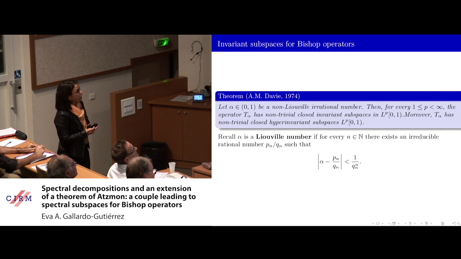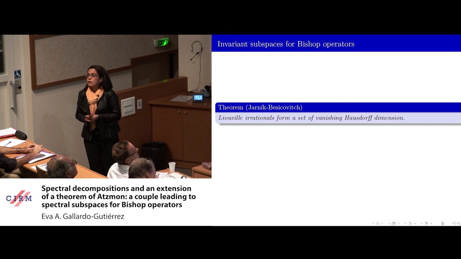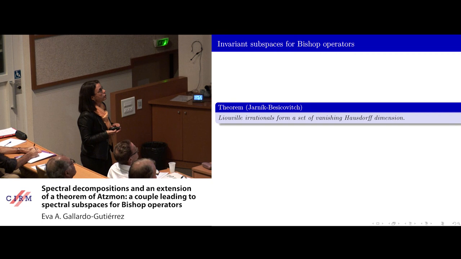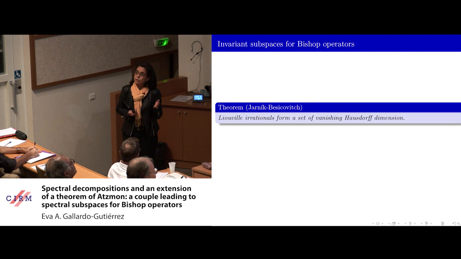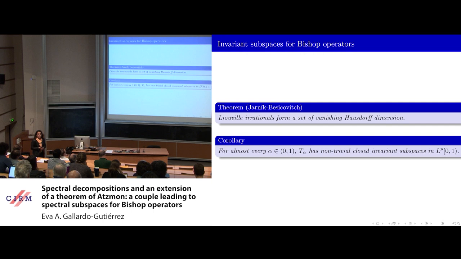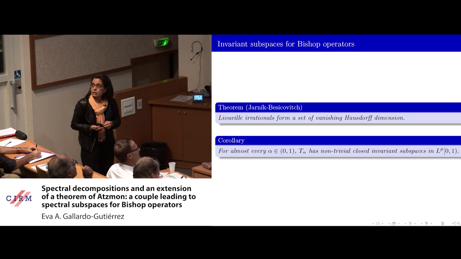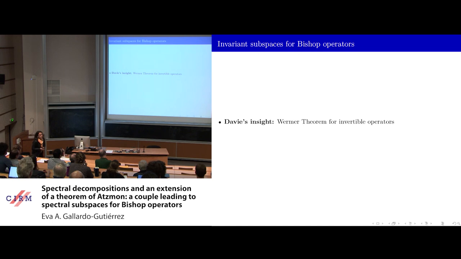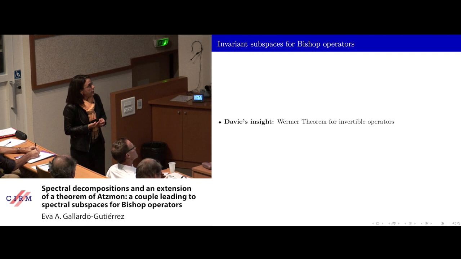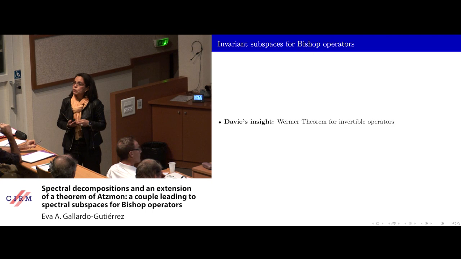Actually, if you know a little bit about analytic number theory, the Jarník-Besicovitch theorem tells you that Liouville irrationals form a set not only of Lebesgue measure zero, but also of vanishing Hausdorff dimension. And in particular, that tells you that for almost every alpha in (0,1), the Bishop operator has a non-trivial closed invariant subspace. But there are still the Liouville numbers that are left there. And let's see what we can say about them. In order to understand those operators, let us focus a little bit on Davie's insight in order to prove his theorem. And what he did, and I will come back to this later on, was trying to use a theorem by Vermeer for invertible operators.